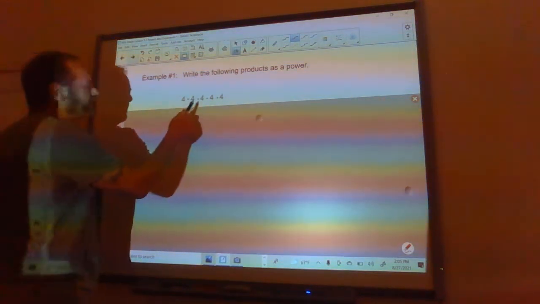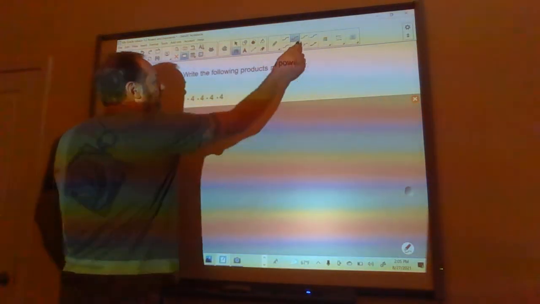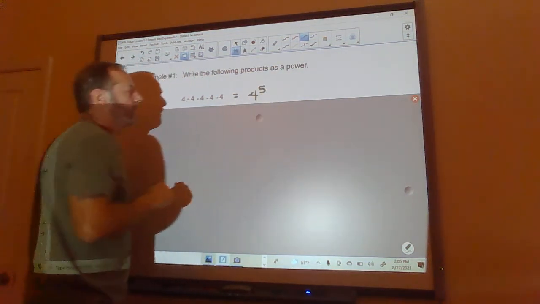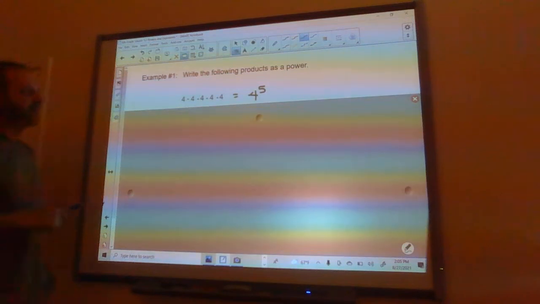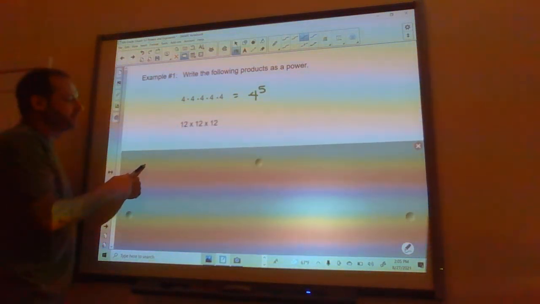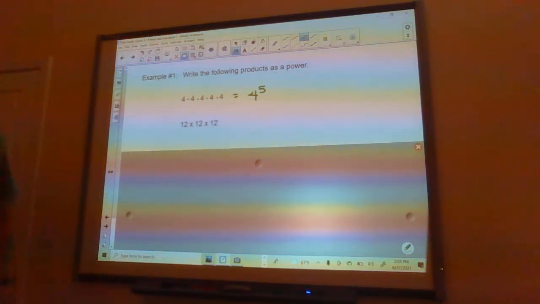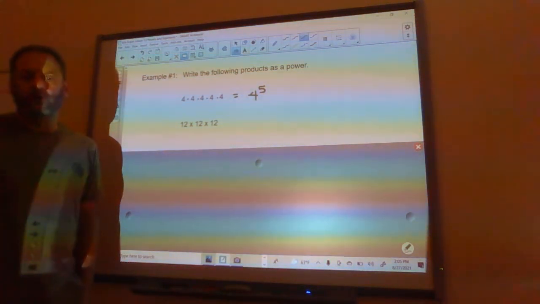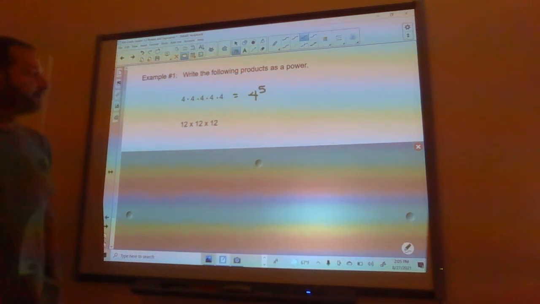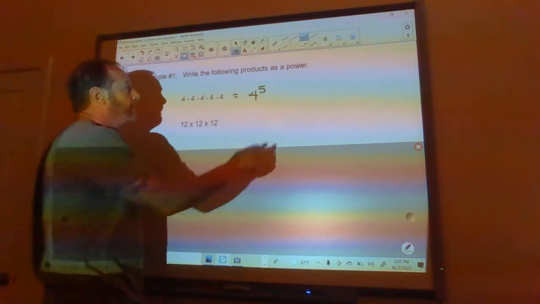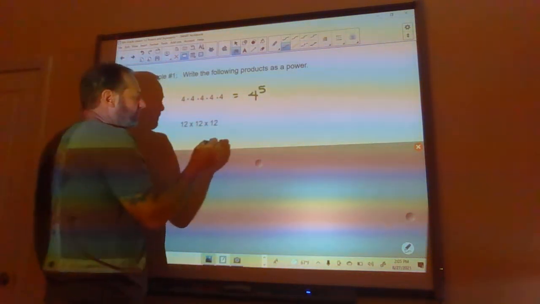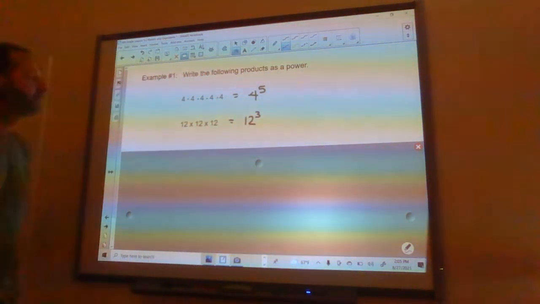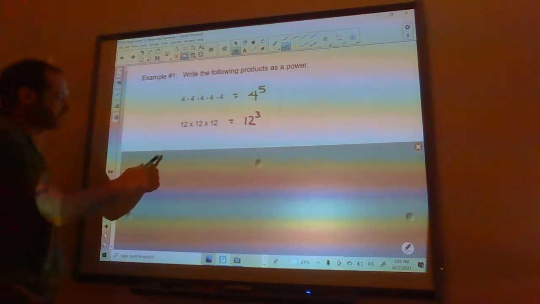Okay, so write the following products as a power. We've got 4 times 4 times 4 times 4 times 4. We call this 4 to the 5th power, because we're going to multiply 4 by itself 5 times. Now I want you to pause this real quick and do this problem right here, write that as a power. I'll let you pause that and then click back on here. Okay, 12 times 12 times 12 would be 12 to the 3rd power. So hopefully you got that right.